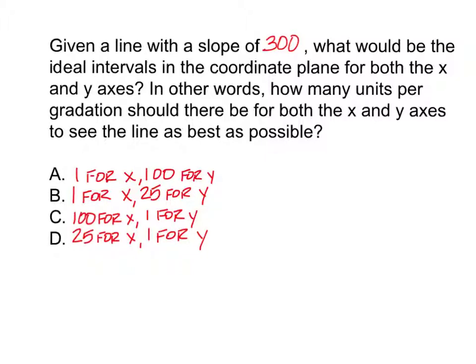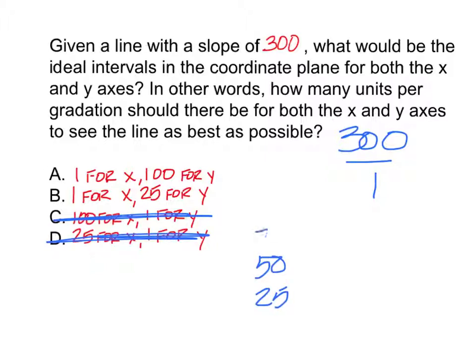This one has a slope of 300. What is the x movement of this slope? We're rising 300. How far to the right are we going? 1. So what answers can we eliminate in A, B, C, and D? Yeah. C and D, yeah, let's eliminate those. So now our choices for Y are to go 25, 50, 75, 100, and so on, or to go 100, 200, 300. Which would make more sense so that we could see the graph?